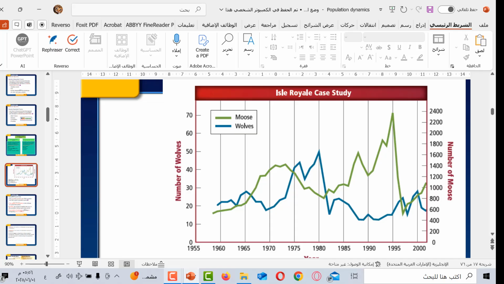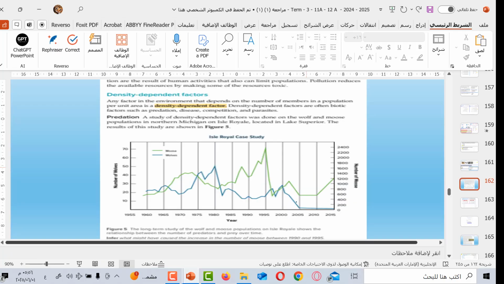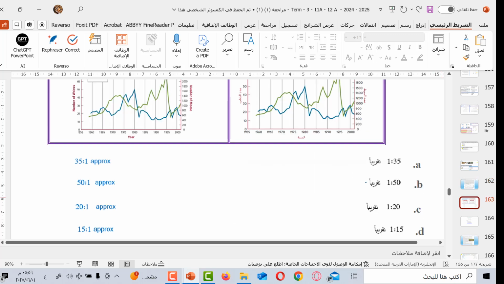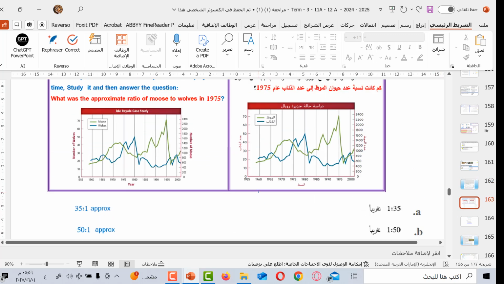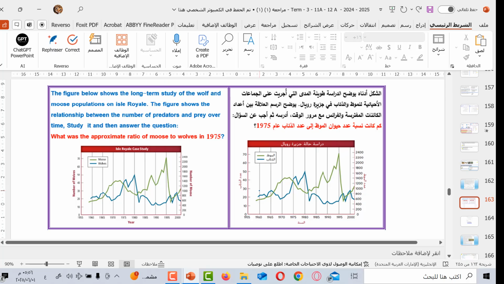Let's see some questions about this figure. Okay, here he asked what? As I say, what was the approximate ratio of moles to wolves in 1975? Okay, let's make it bigger.